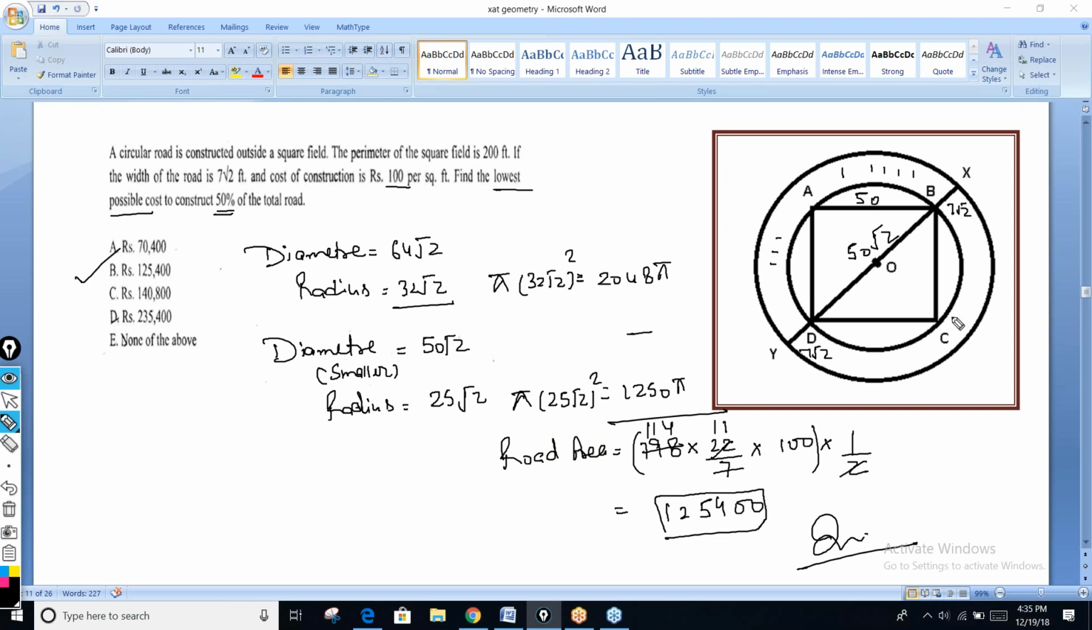So, a simple question. We need to find the cost of the road. So find the area of the bigger circle, subtract the area of the smaller circle to get the area of this part. This is also mensuration. Simple. Come to the next one.